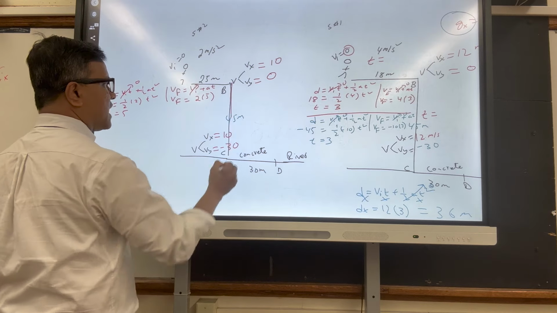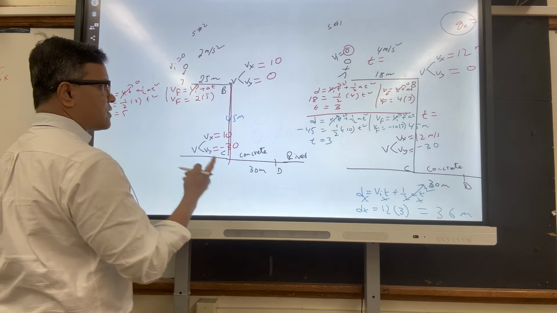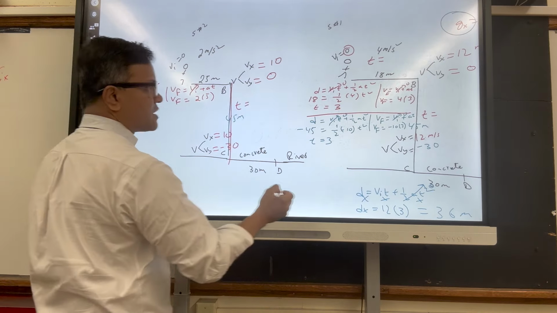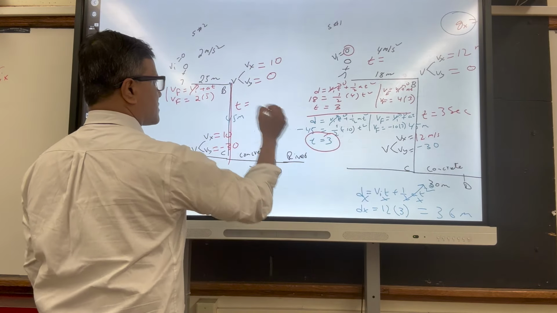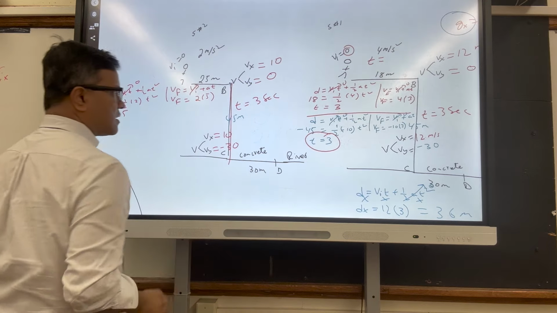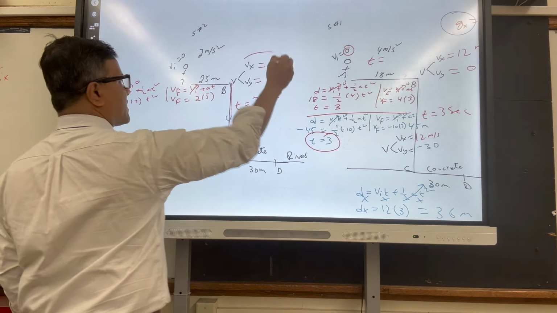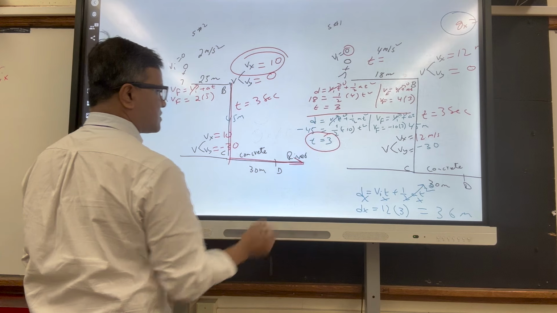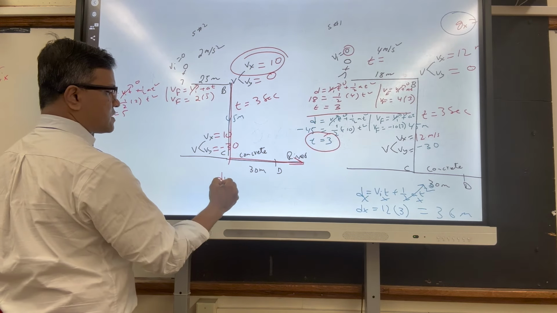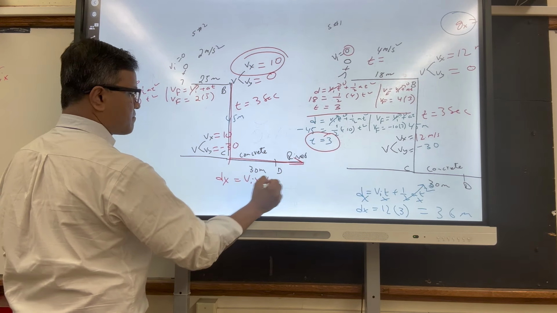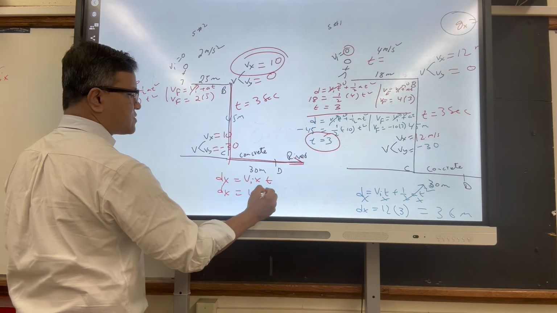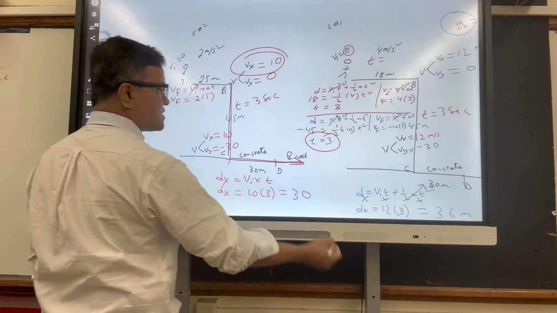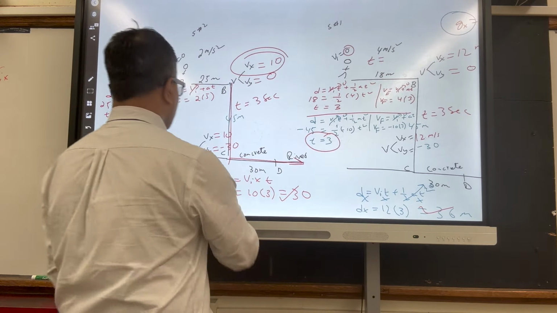Why is that? Because the height is the same. So if the height is the same, the time it takes to fall remains the same. However, this one affects the range. So dx is equal to Vix t. Vix is how much? 10 times 3, 30. So this man leaves, this man doesn't.